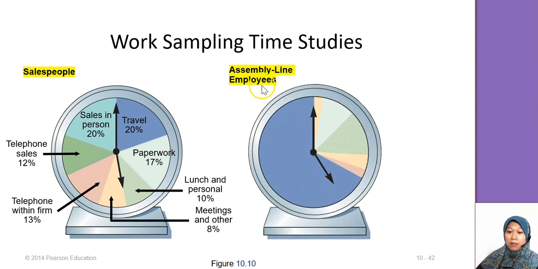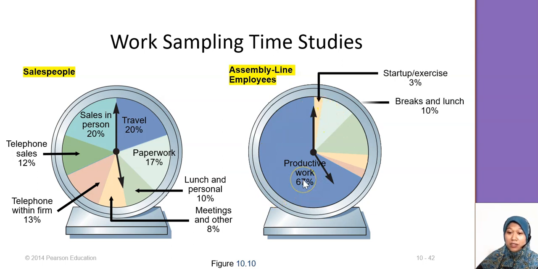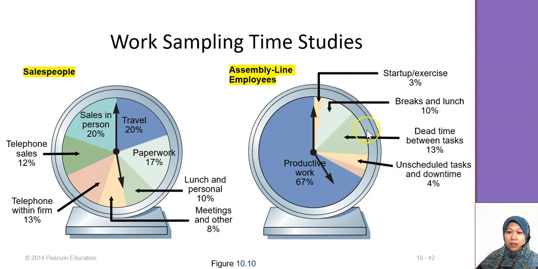And we compare with the assembly line workers at the floor. Most of the time, 67%, they are doing their job at the line, and then maybe they have some between tasks, the idle time. And sometimes the machine is down, so they're not doing anything, and then they do some cleanup before they go back. And then for the startup, they have exercise and so on. So it's totally different. Each job has a different time that they use in their daily work.